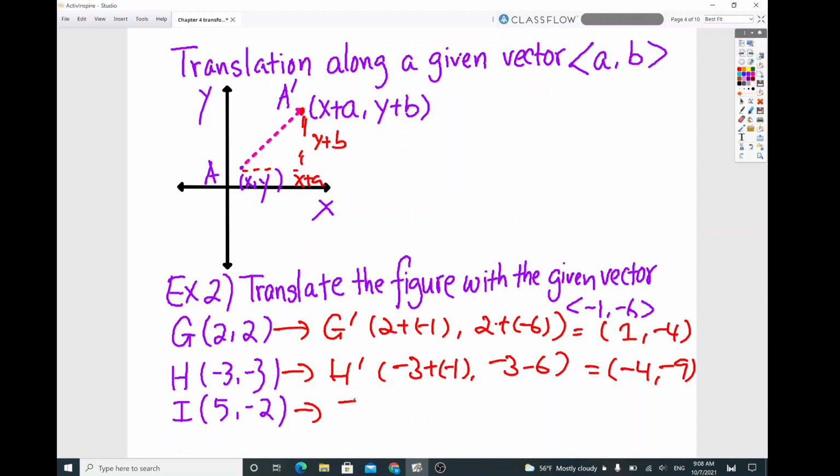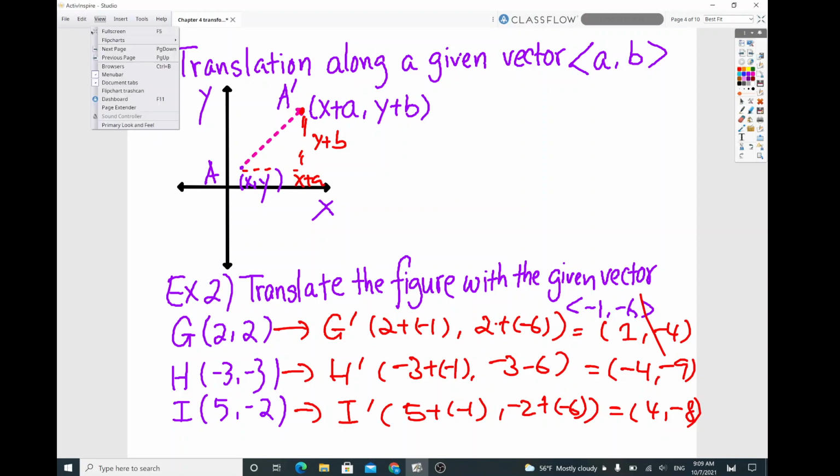And then for I prime, go through the same routine: 5 plus negative 1, comma, negative 2 plus negative 6. So what we found here is 4, comma, negative 8. Okay. No, we don't need that extra mark. Okay, so now let's see what else we have for this.